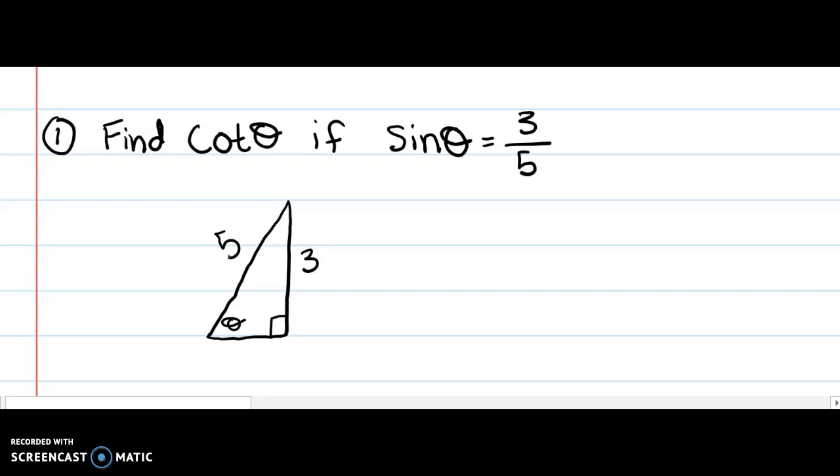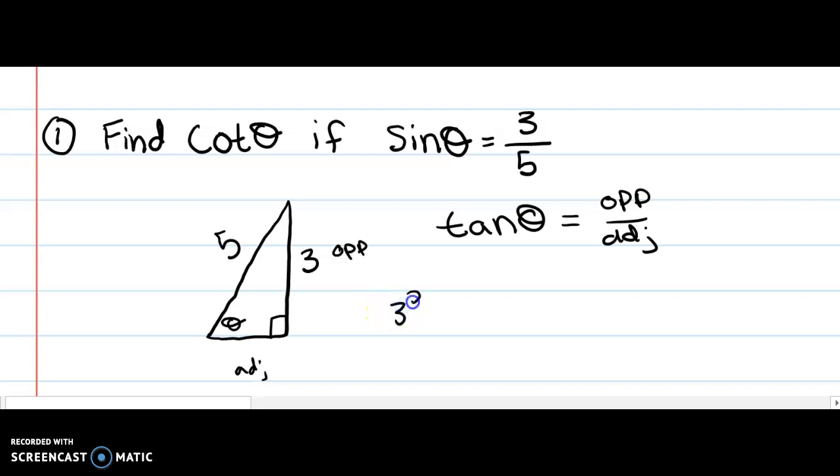Okay. Now I want to find the cotangent. Well, cotangent is just the reciprocal of tangent. So the first thing I'm going to do is find tangent theta, which is opposite over adjacent. So I'm going to find that first, and then I'm just going to flip it. Okay, so here's my opposite. Here's my adjacent. No, I'm missing that side. So I'm going to have to use the Pythagorean theorem to find that side.